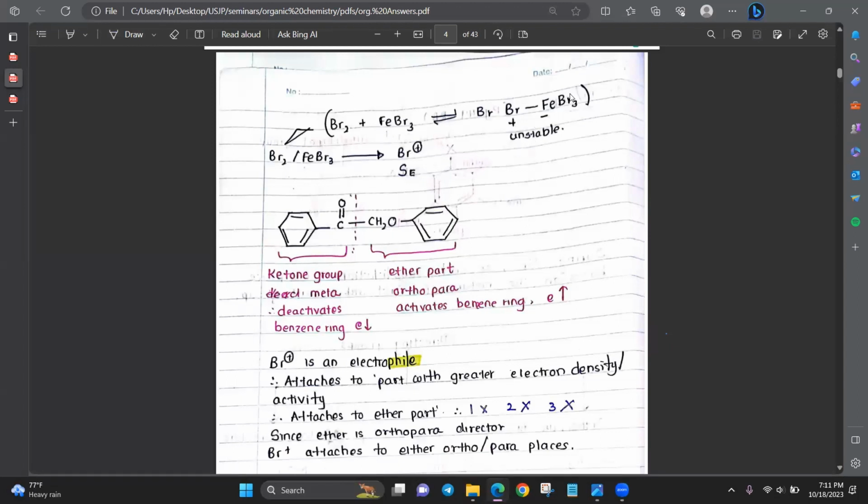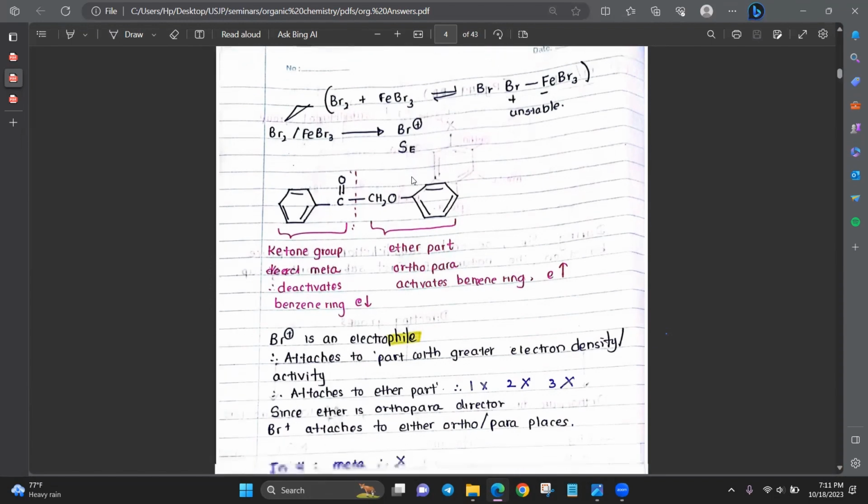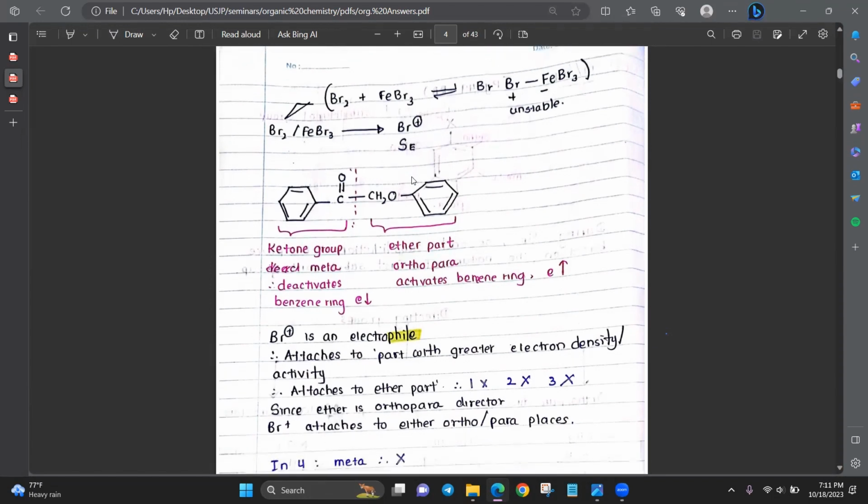So what will happen? The Br will get attached with FeBr3 and leave, and this will become Br plus. That is how I have got this Br plus here. Now this Br plus is the electrophile. It is positive, so it likes negative charges. It likes electrons, so it is the electrophile.